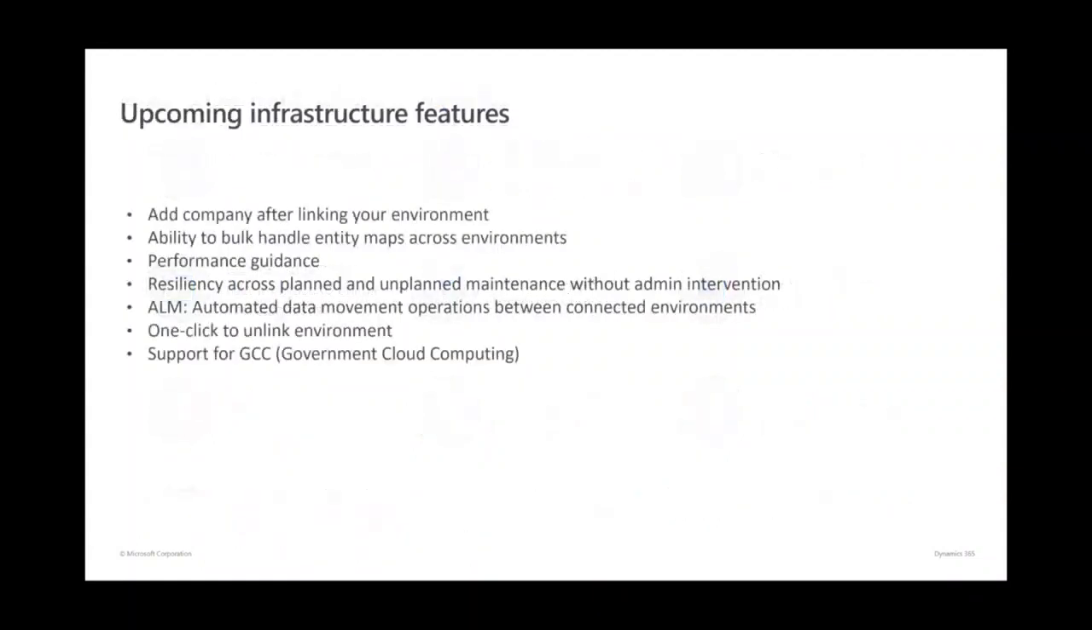Some upcoming features on the infrastructure are about having the capability to add a company, a legal entity, after the environments are linked. That's something where you see a limitation at the moment. That's what we're working on at the moment in the backend. We will share more performance guidance in the future, so that you know a little bit more about what thresholds we are at on dualwrite, how many records you can execute, and those kinds of things will be shared.